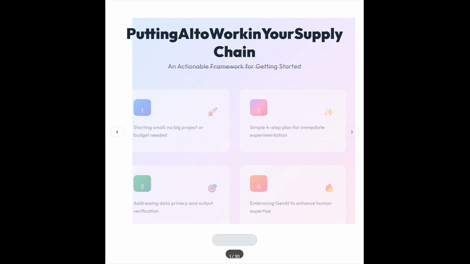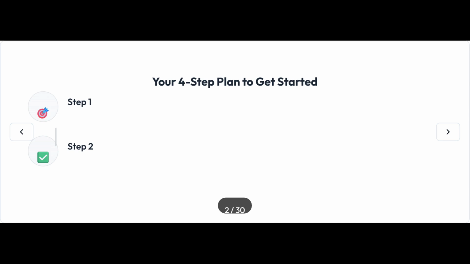Putting AI to work doesn't require a big project or budget. You can begin experimenting today. This lesson provides a simple, actionable framework for you to start using generative AI in your own job immediately. It also addresses common concerns like data privacy and the necessity of human verification, and looks at the road ahead for AI augmented supply chains. The guide outlines a simple 4-step plan to get started with generative AI.